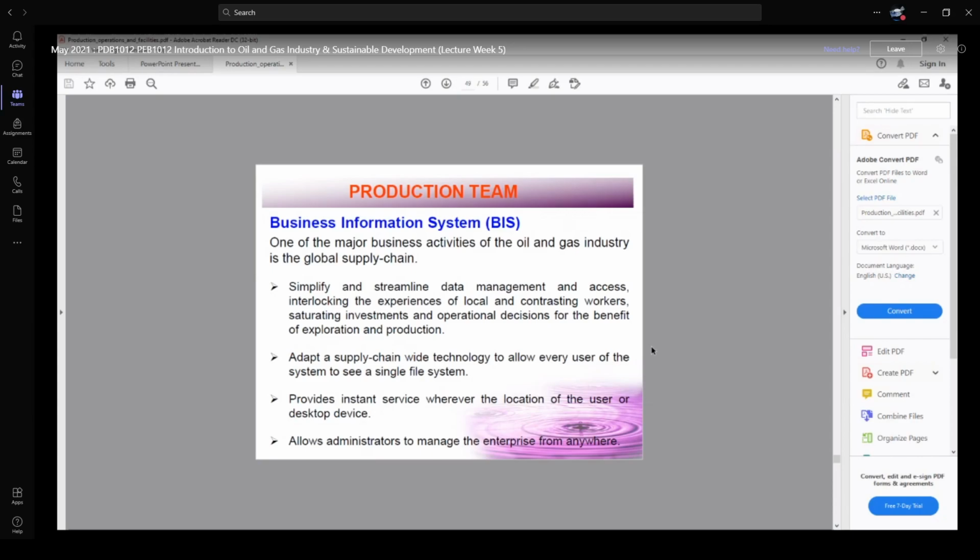And this team adopts supply chain wide technology to allow every user of the system to see a single file system. This system also provides instant service wherever the location of the users or their desktop device. And this also allows administrators to manage the enterprise from anywhere.